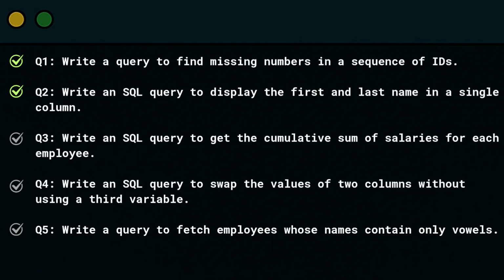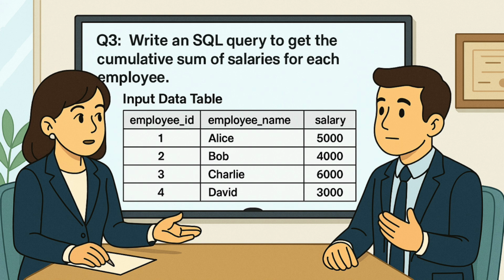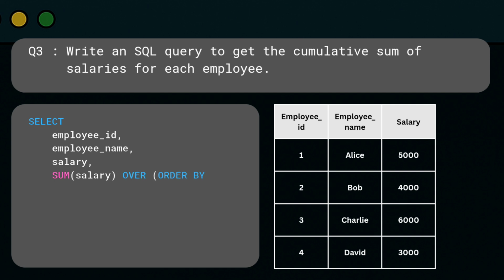Let's move to the third question. This one is a tricky one. We have to write a query to get the cumulative sum for each employee. That means we'll sort by employee ID and calculate the cumulative sum of salary for each row. For example, for this table, the first row will get 5,000, the second row will get 9,000, the third row will get 15,000 and so on. Got it? How to get that? We'll use the sum window function to get those cumulative sums.